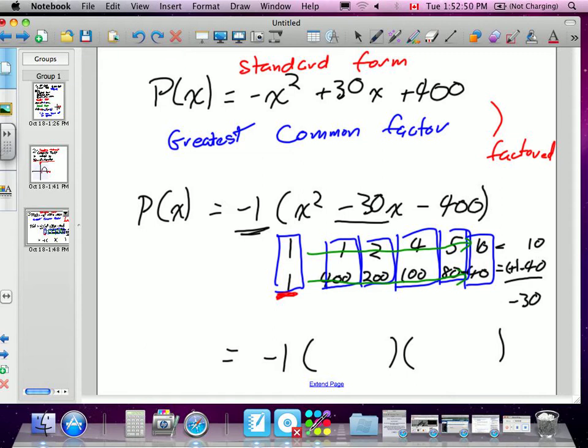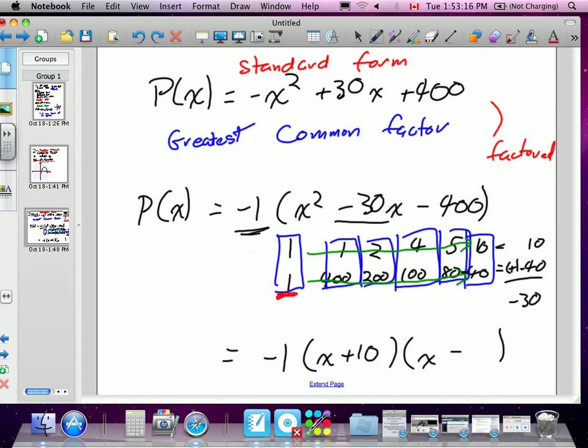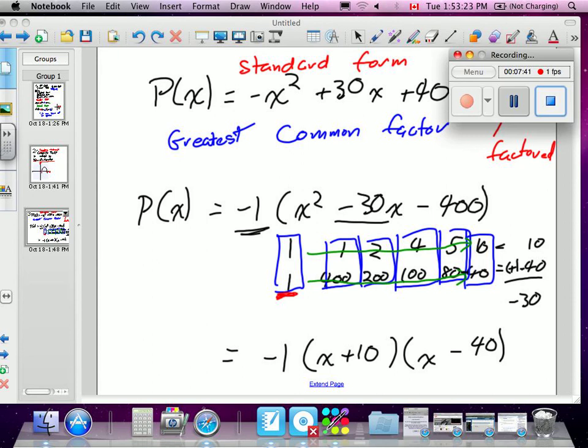So I'm going to put my terms in here. I have x and x. And remember, we always have to put them in the opposite bracket we multiplied by. So I had 1 times 10, 1 times 40. Because the first terms are the same numbers, it's not going to make any difference. So I'm just going to put them in. We're going to have positive 10 and -40, and the -1 outside. So we have our factored form.